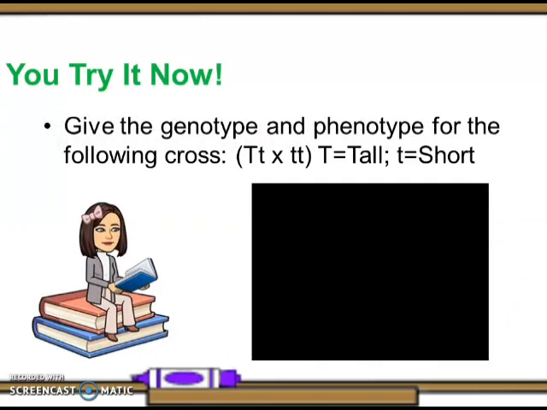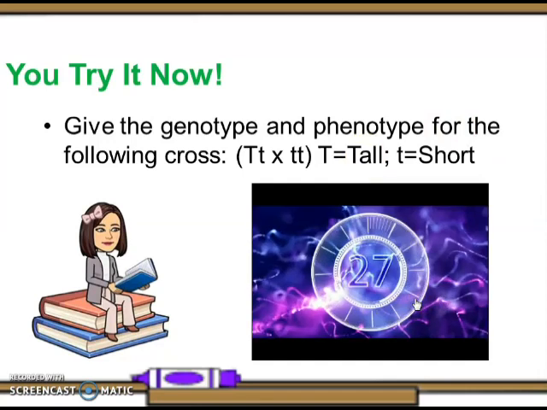You try it now. Give the genotype and phenotype for the following cross: heterozygous tall, cross to homozygous short. You may pause the video to answer this. Timer starts now.